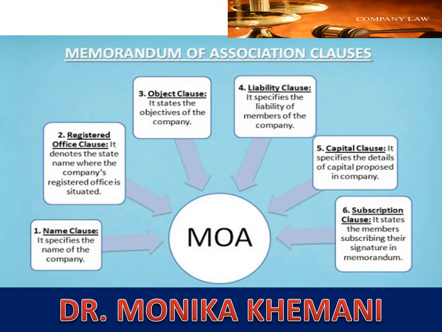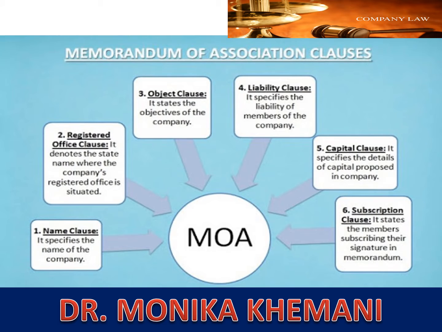Now let's discuss the main clauses of Memorandum of Association. We have 6 clauses of Memorandum of Association: the name clause, registered office clause, object clause, liability clause, capital clause, and subscription clause. Name clause contains the name of the company with limited or private limited as the last words in the name depending on the type of the company. However, Section 8 companies may drop the words limited or private limited from their names.